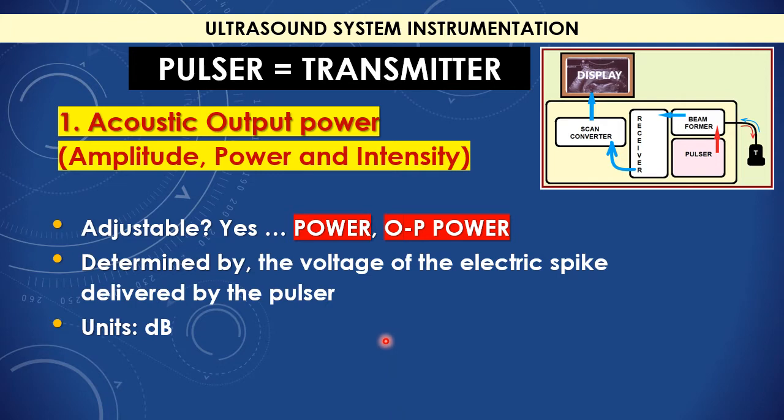So if the pulsar is giving a higher voltage, I'm expecting that the sound beam coming out here will be high amplitude, high power, high intensity. So the voltage of the electric spike is responsible for the output power. What is the unit of the sound here? We call it the decibel. We know this, right?